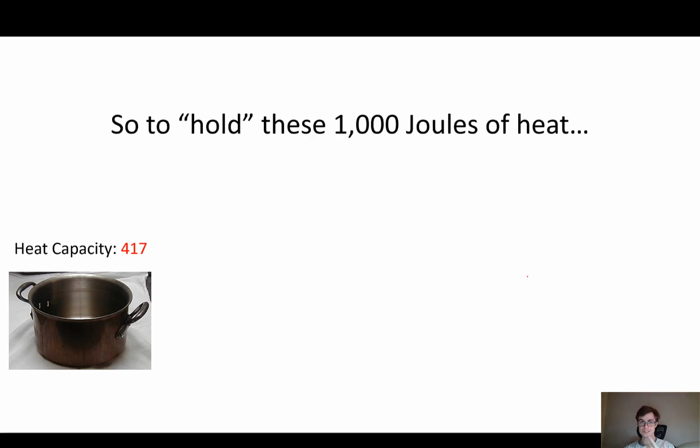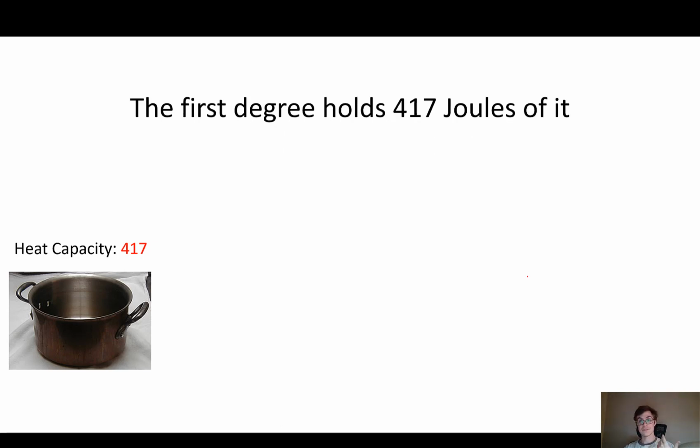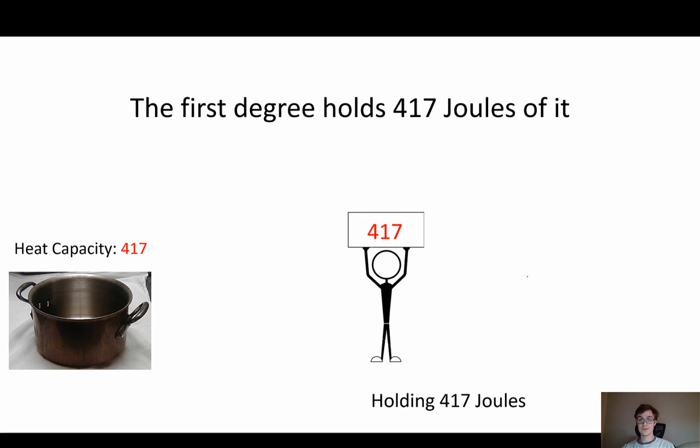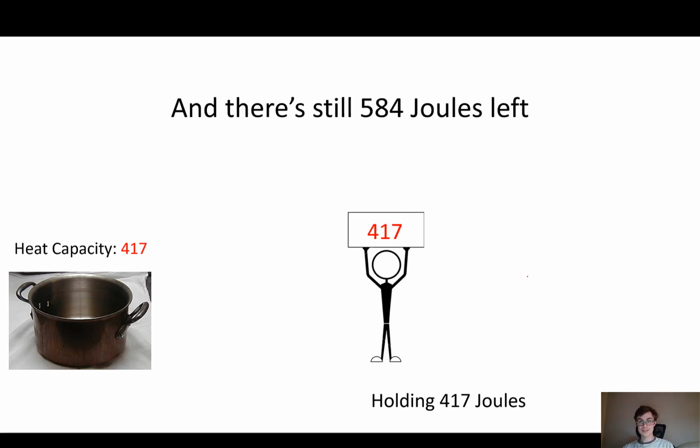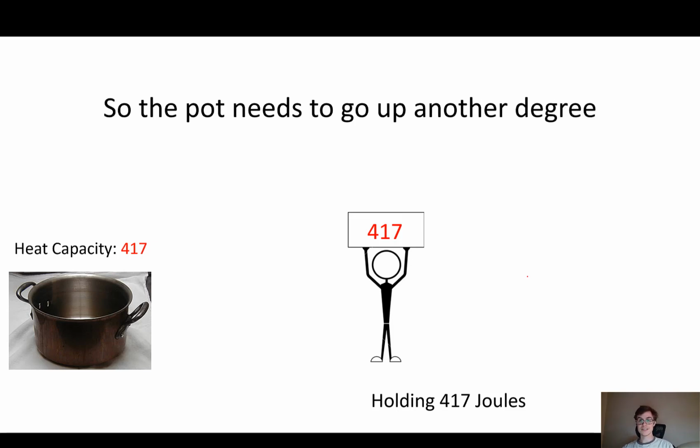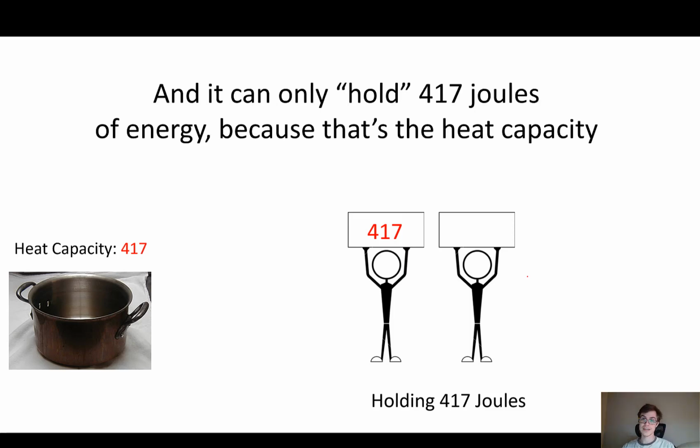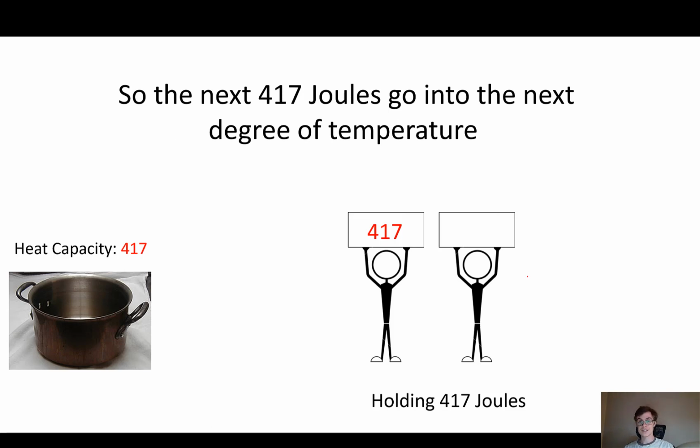So to hold these 1,000 joules of heat, you have the first degree, and imagine it like a person holding up a box, lifting weight instead of lifting energy. The first degree can hold a maximum of 417 joules, because that's the heat capacity of this metal. But that's not all the energy. There's still 584 joules left. So the pot needs to go up another degree. So it gains another degree of temperature. And then that degree holds 417 joules of energy, because of the heat capacity. So the next 417 joules goes into heating it up by the next degree.